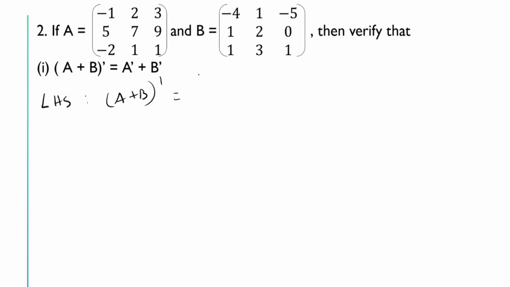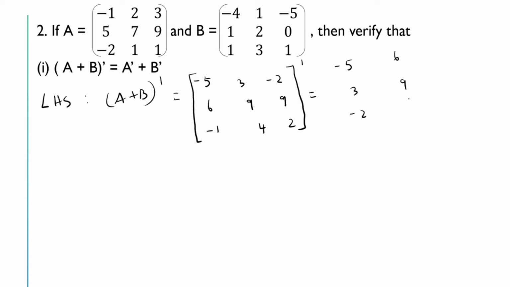So A plus B will be minus 5, 3, minus 2, 6, 9, 9, minus 1, 4, 2, the whole transpose. This is A plus B. We have to find A plus B the whole transpose. So this is equal to 5, 3, minus 2, 6, 9, 9, minus 1, 4, 2.